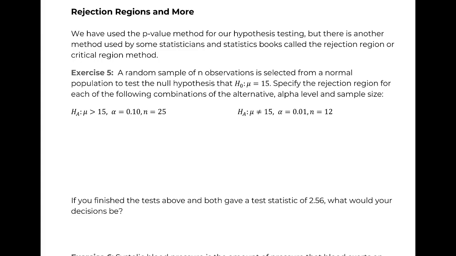So our first example: a random sample of n observations is selected from a normal population to test the null hypothesis that mu is equal to 15. Specify the rejection region for each of the following combinations of the alternative, alpha, and sample size. So this really comes down to, especially before technology was so easy to use, we had our tables. The tables are a little convoluted to use for the p-values, right? That range can be confusing for a lot of students. That's why I walked through that 4 different times, and I'll probably end up walking through it again next week. So let's just draw out what's happening.